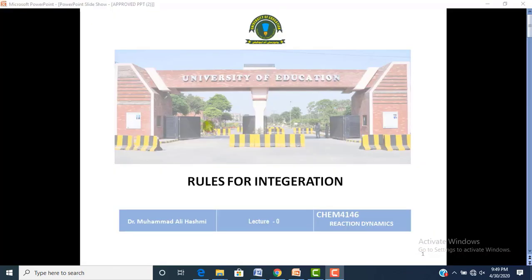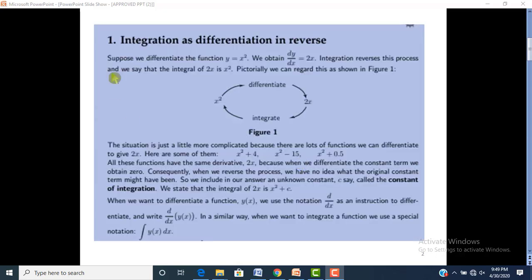Dear students, here are some rules for integration. As you know, in physical chemistry you have to use some mathematics, especially algebra, logarithm, differentiation, and integration. Here are some slides which will explain how different rules can be applied to find an integral. What is integration? Simply, it is the reverse of differentiation.